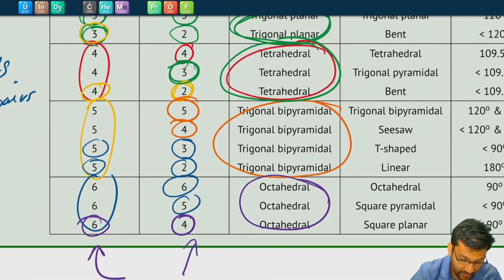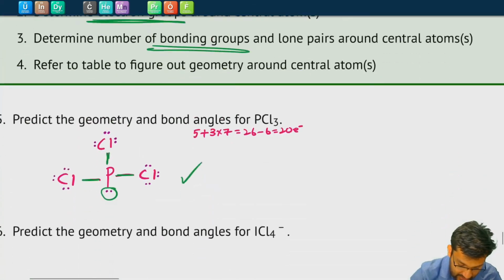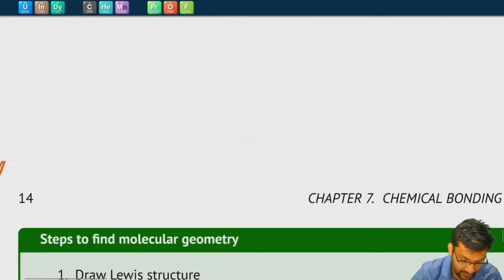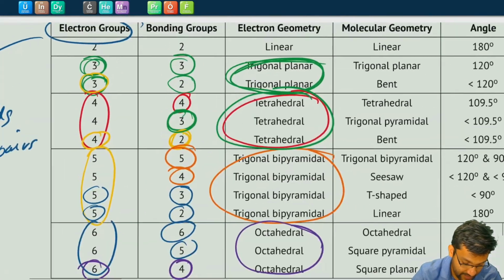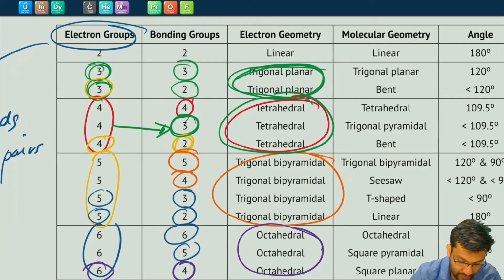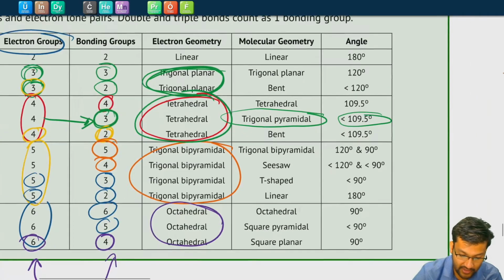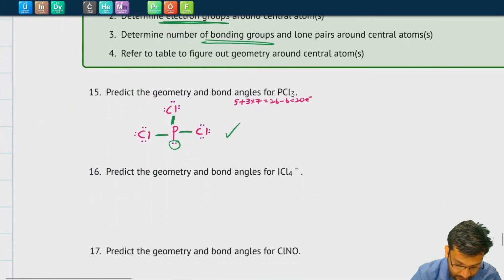Well, we look at how many bonding groups we have, and according to this, we have 1, 2, 3 different bonding groups. And so we're looking at, in this table, the situation where we have 4 electron groups, but only 3 of them are bonding. We have a trigonal pyramidal structure. Their angles are going to be just under 109.5 degrees.